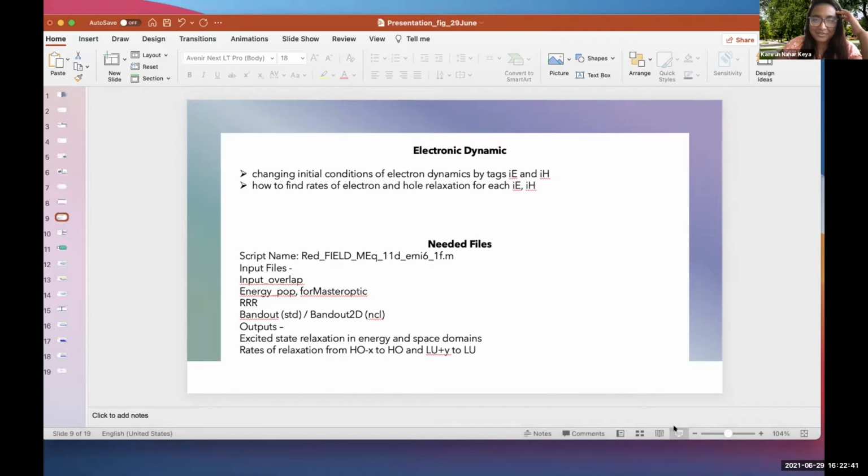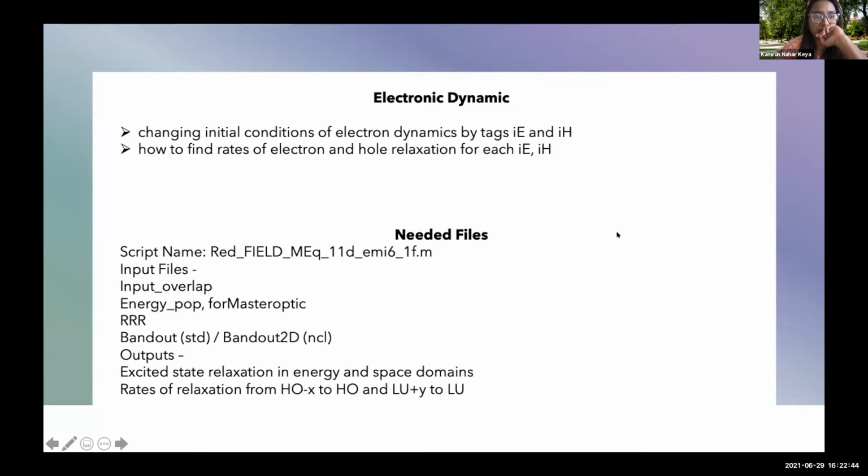For the electronic dynamics calculation, first we need to change the initial condition. We need to carefully select the value of the initial electron values for HOMO. Professor, if I say anything wrong, please correct me. And for the LUMO, we also need to select some values.